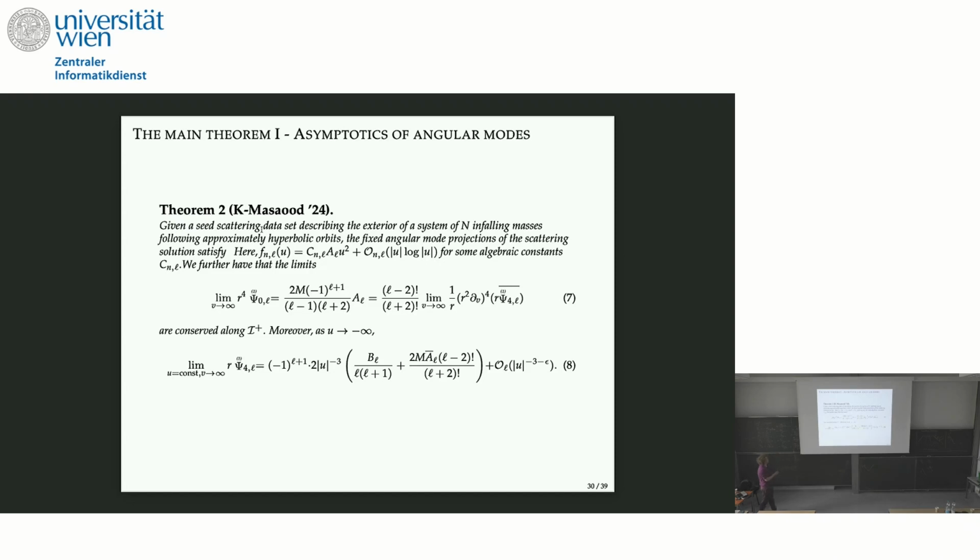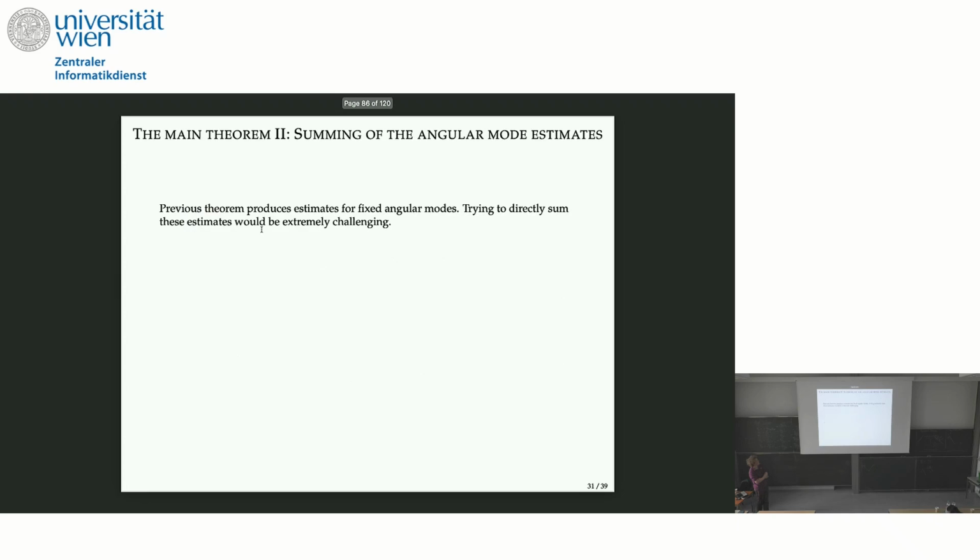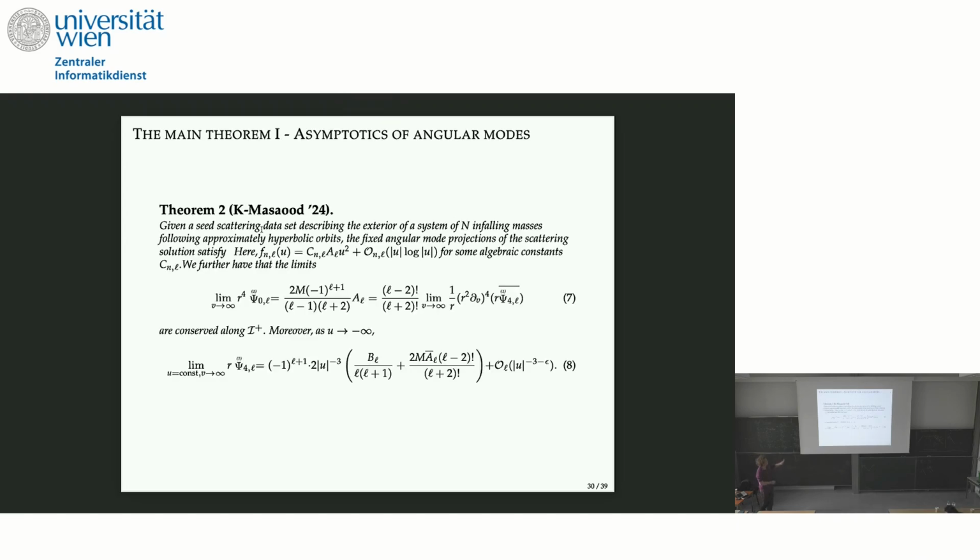And finally, I can also compute what r psi 4 will behave like along past null infinity. So, in particular, that means I can tell you how the News function will behave along past null infinity as u tends to minus infinity. Okay, so this is basically the result.